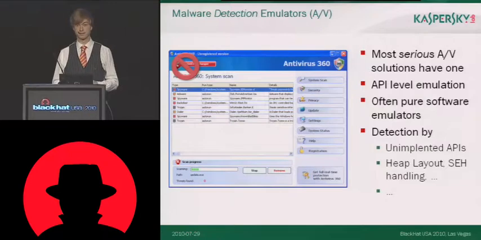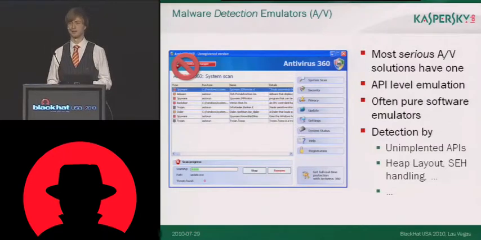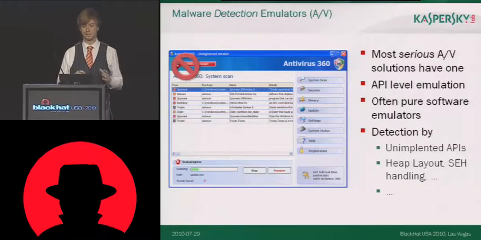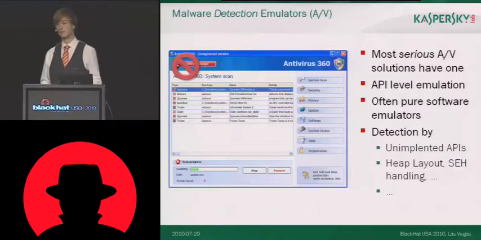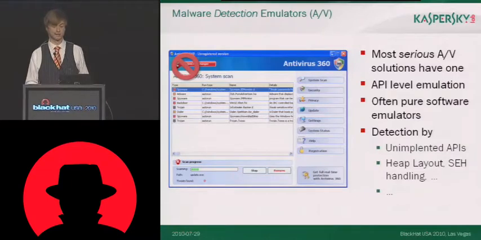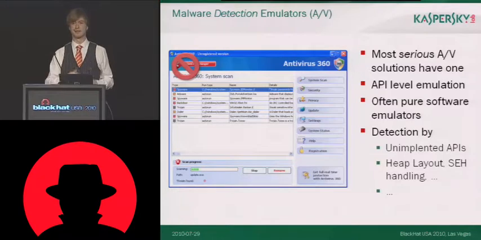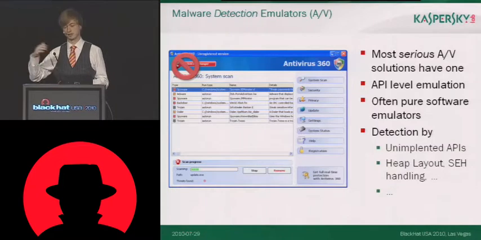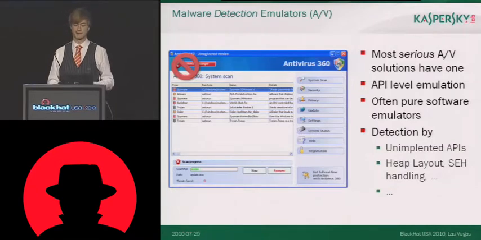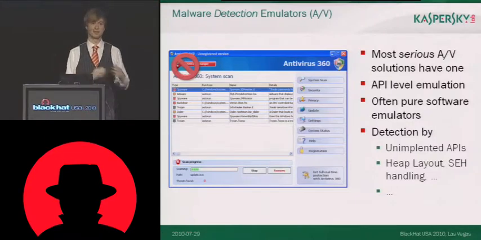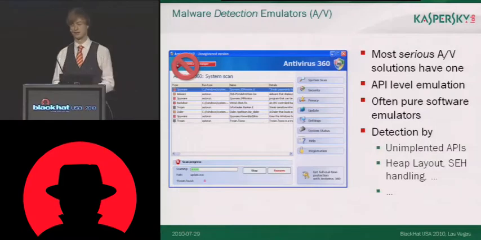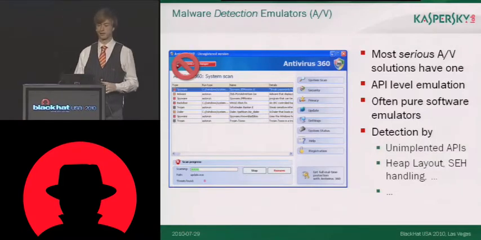But the thing is that they're working on an API level emulation. So they're mostly doing software emulation. The whole x86 instruction set has been implemented as C++ code, so they're just interpreting the code in software, which is very slow. And then they emulate the Windows environment at API level. As soon as there's a call to an API in kernel32 or user32 or whatever, their emulation code of the Windows environment kicks in. And that's very detectable. For example, what you can do is look for unimplemented APIs, because every single API that is there in the Windows world needs to be implemented by the antivirus emulator too. You can look at the heap layout. I will show some more stuff later.